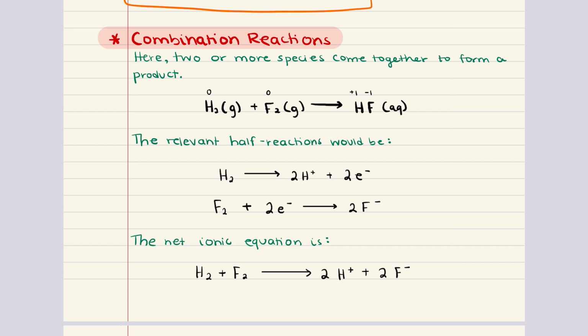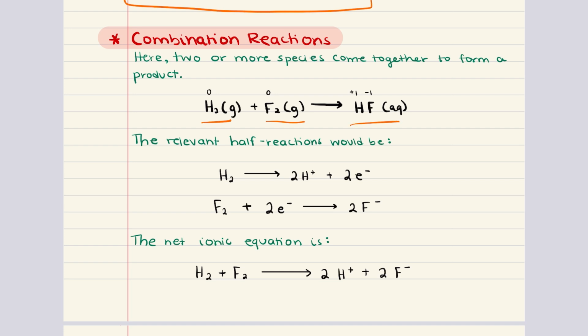Combination reactions are when two or more species come together to form a product. Now, in this reaction, we have hydrogen and fluorine gas combine to form hydrogen fluoride.